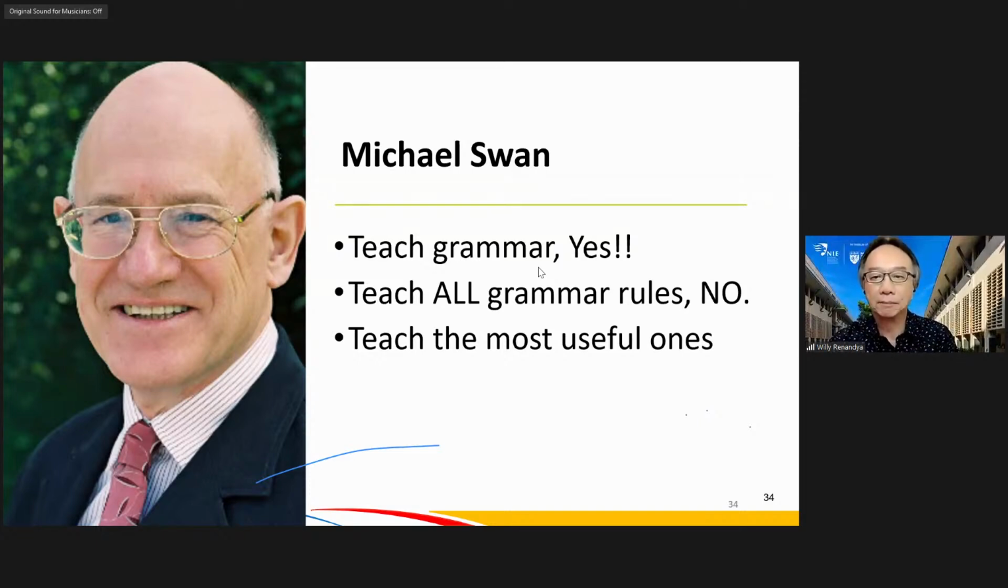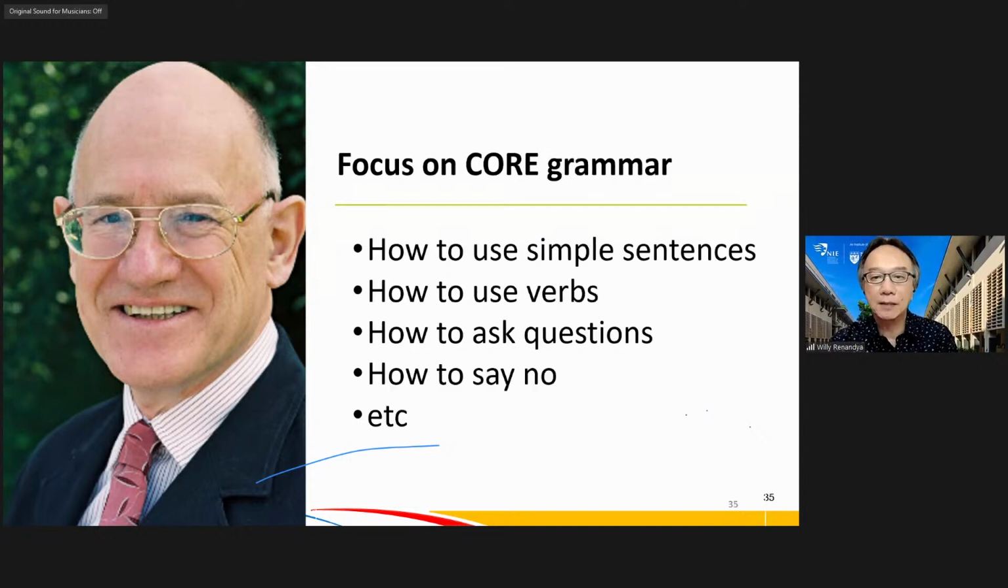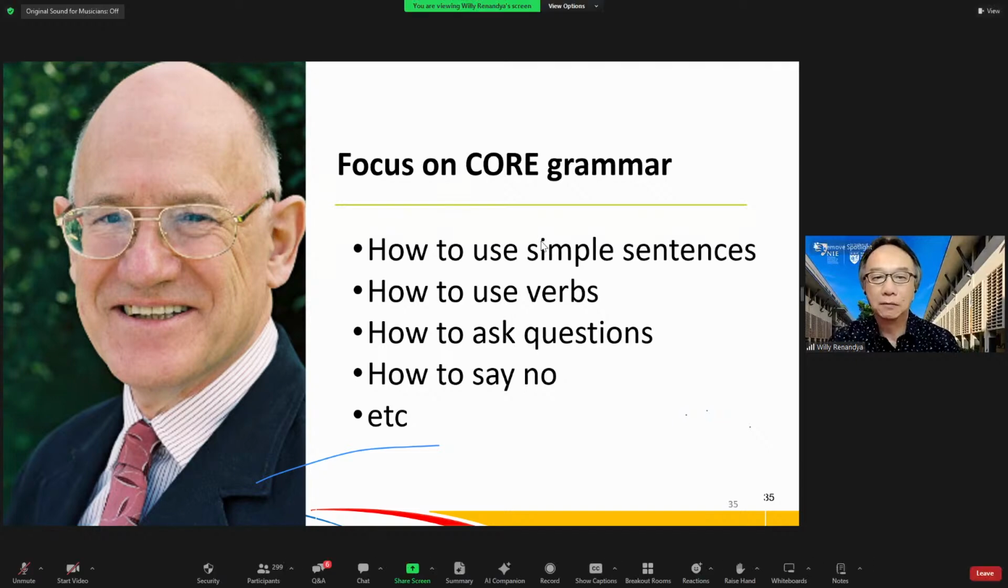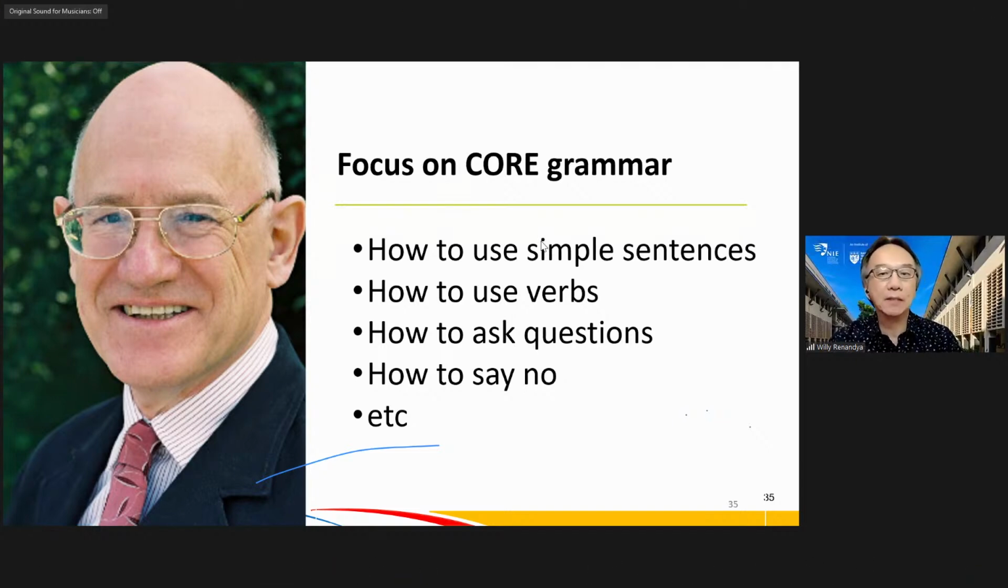Now, here are some examples of useful grammar, which I would call core, essential grammar. How to use simple sentences, how to use verbs in the English language, how to ask questions, how to say no, how to say thank you, how to greet people, how to express your feelings using very simple, basic grammatical features. You don't need something that is very complicated.